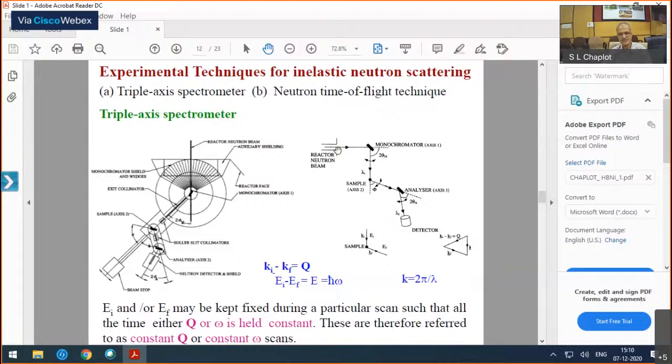Construction-wise, these three different axes, namely the monochromator, sample, and analyzer, that is why it is called a triple axis. These are located in this manner. You have neutrons coming from the reactor. Then there is a large drum here, which can rotate such that you can extract neutrons at any specific Bragg angle within a range that is allowed by the construction.